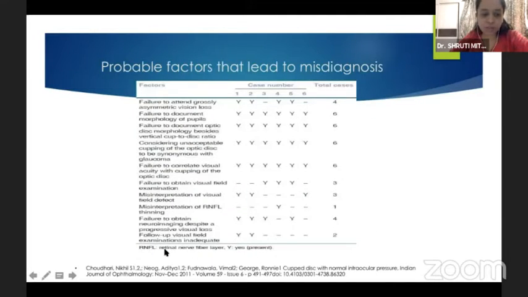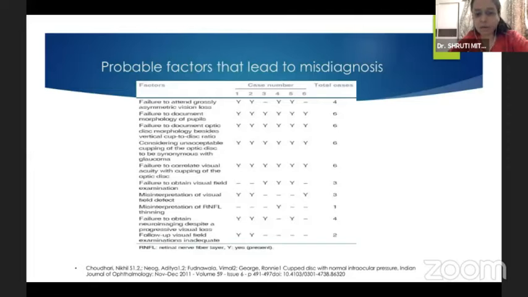So coming back to this paper by Chaudhary et al., they have highlighted various factors that had probably led to the misdiagnosis of the cases that they had presented in their paper. Of these, the most common were that most of the physicians had failed to look at the pupils. Some of them had failed to look at the other optic disc features besides the cup disc ratio.